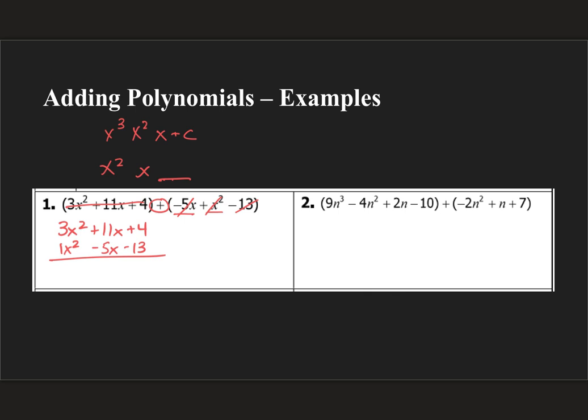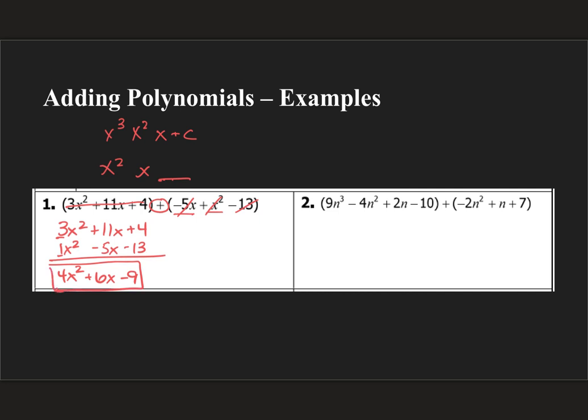Remember, when we add, we only look at the coefficients. So I'm going to do 3 plus 1, so that's 4. And then the exponent does not change. So then I've got 11x minus 5x. 11 minus 5 is 6. Oops, plus 6x. And then 4 minus 13 is negative 9. So you can either subtract or you could do 4 plus negative 13. But either way, you'll get negative 9.